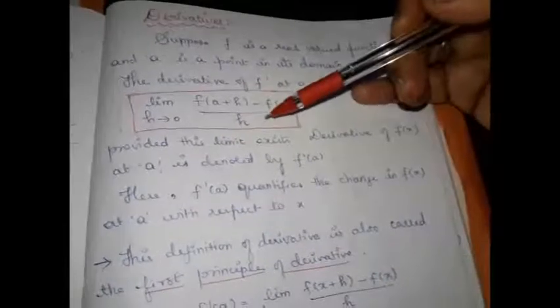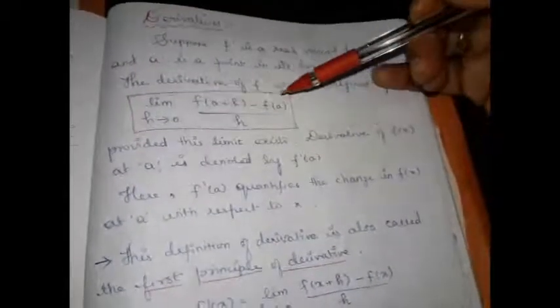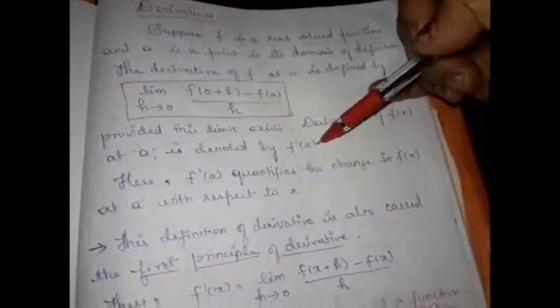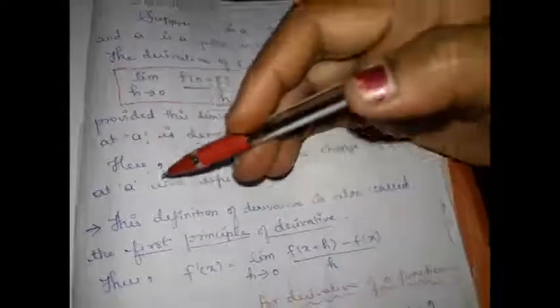If f is a real valued function, then the derivative of f at a is defined as limit h tends to 0 f of a plus h minus f of a divided by h, provided the limit exists. And the derivative of the function is denoted by f dash of a, right? This quantifies the change in f of x at a with respect to x.